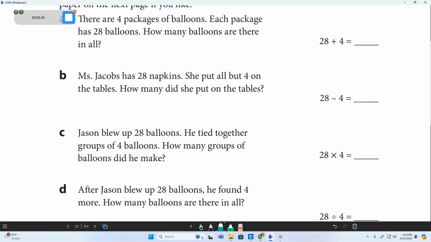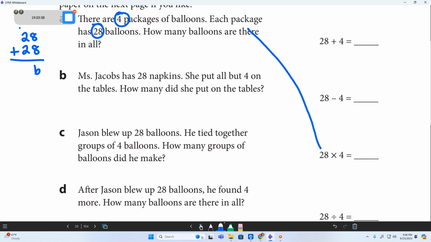It says there are 4 packages, I'm looking at letter A. There are 4 packages of balloons. Each package has 28 balloons. How many balloons are there in all? 4 packages, and they each have 28. So we would do 28 plus 28 plus 28 plus 28, right? 28 times 4. Well, let's find the equation first. That would match 28 times 4. So draw a line, and then let's figure out the answer.